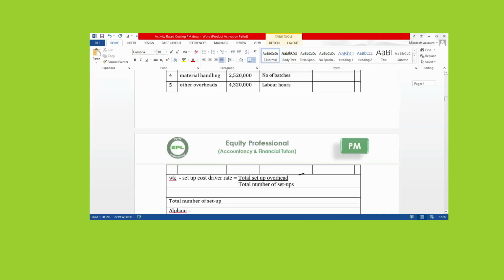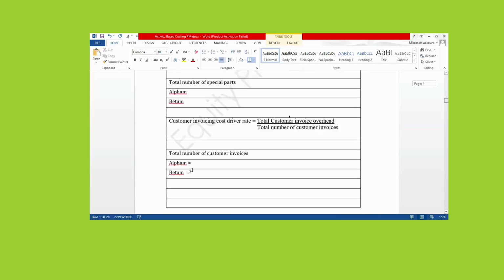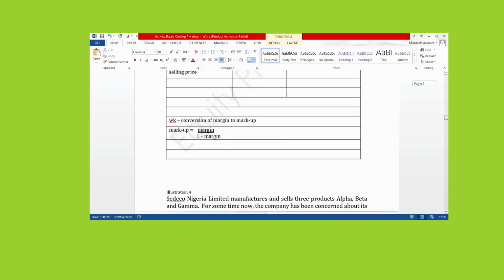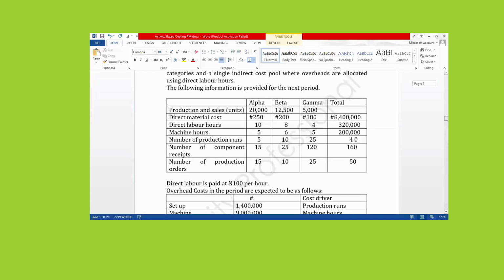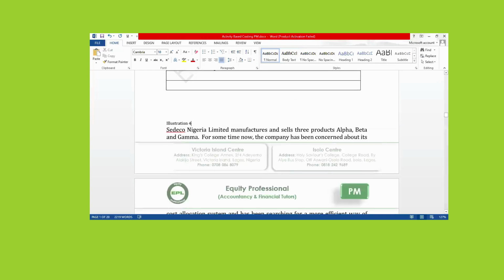I want to start with question 4 today. Page 124/125. Sedeco Nigerian Limited. Please, can we refer to this question?